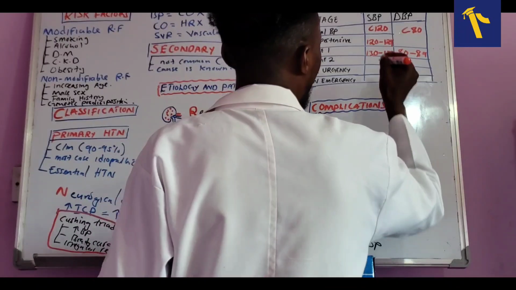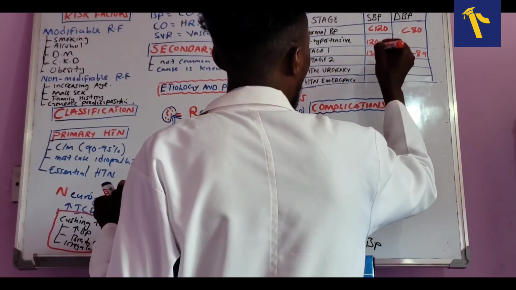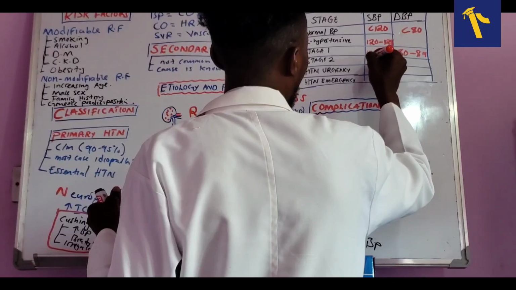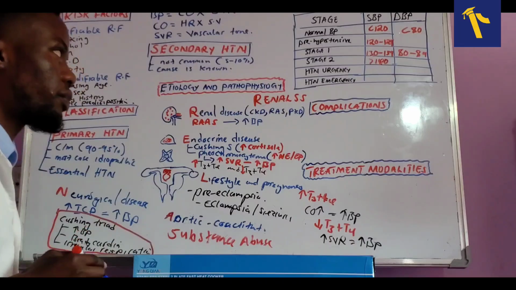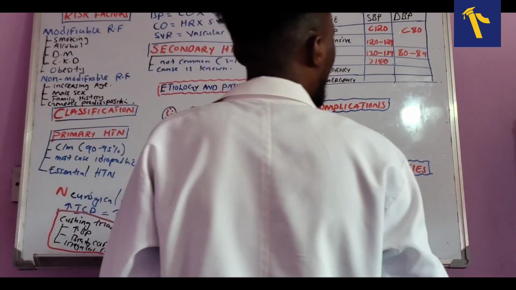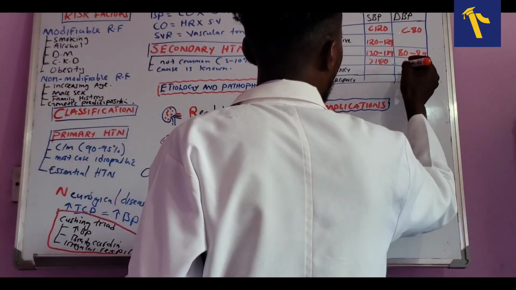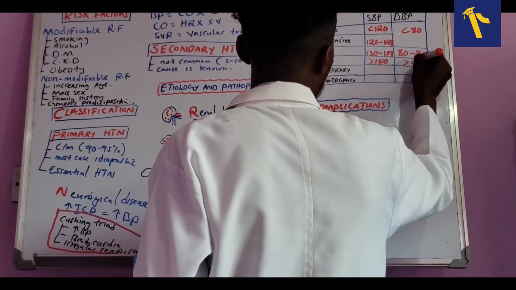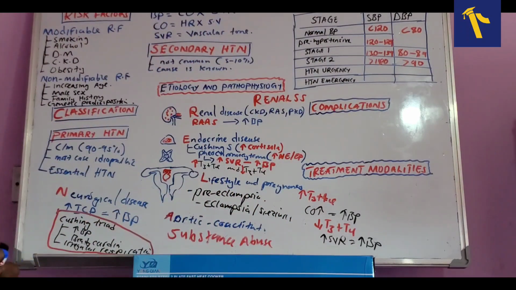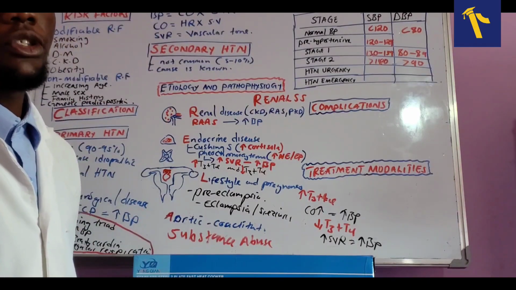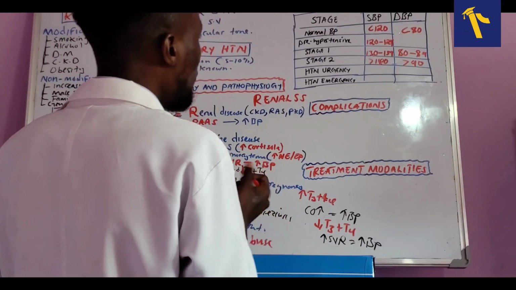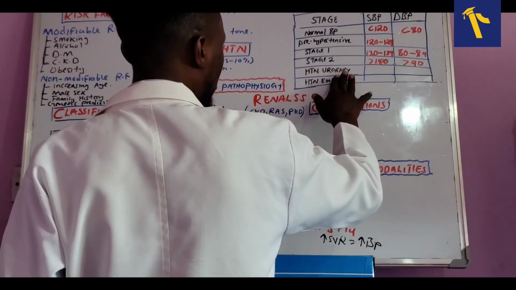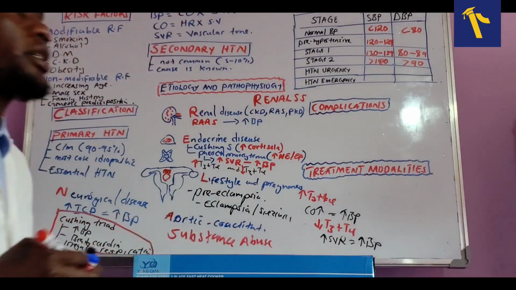Stage 2, basically now we are going to have greater than 140. So we're going to have greater than 140. That is stage 2. And here for diastolic blood pressure, it has to be greater than 90. Okay, greater than 90 and greater than 140. Then we're going to consider that patient as in stage 2 type of what? Hypertension.